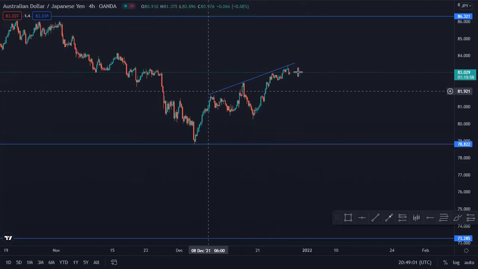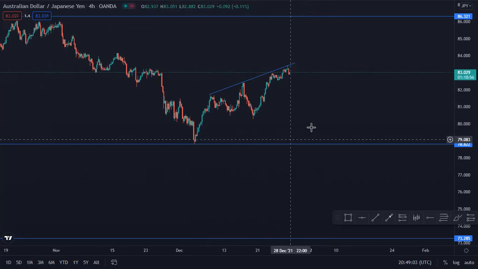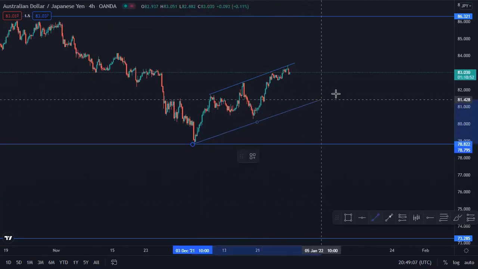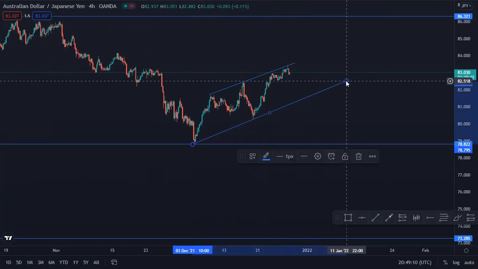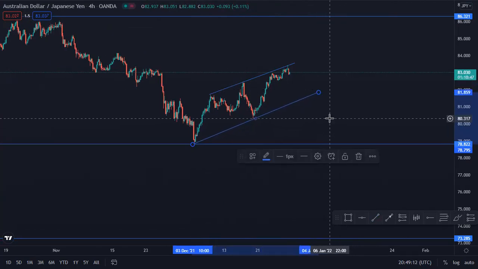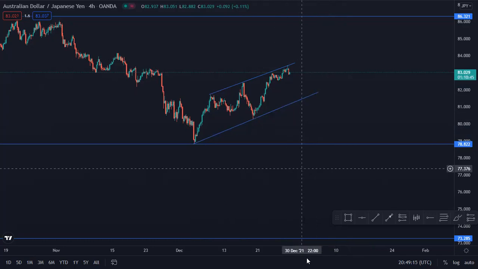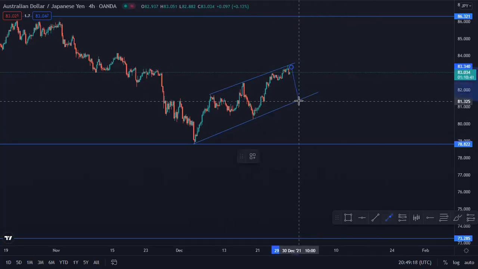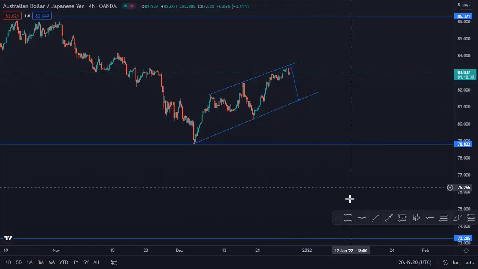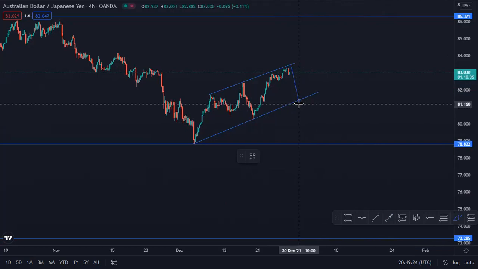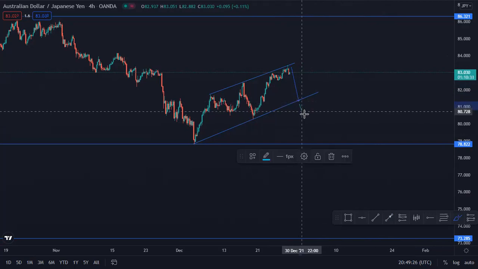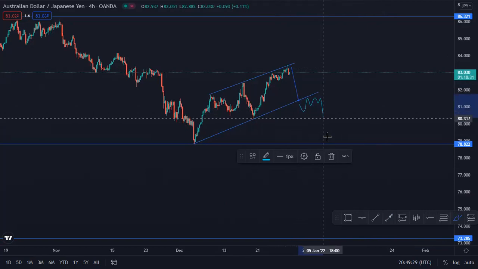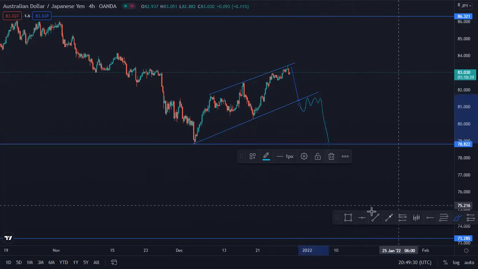As you can see right here, we have this pattern, which is showing us that the market will be dropping down to this point here, from here up to this point, and maybe also break out and come to test, maybe break out like this and create some correction.